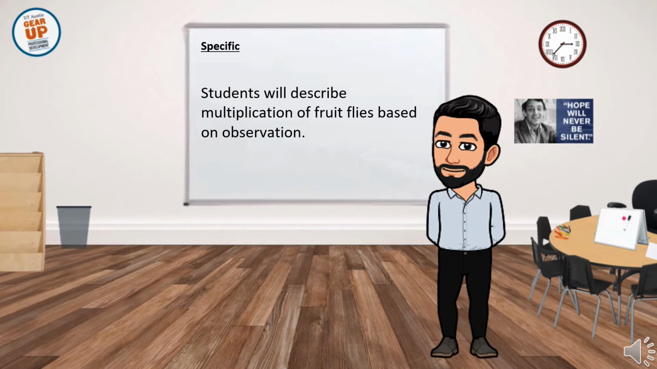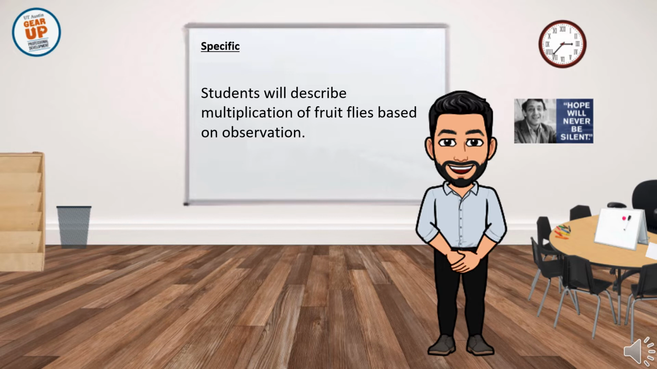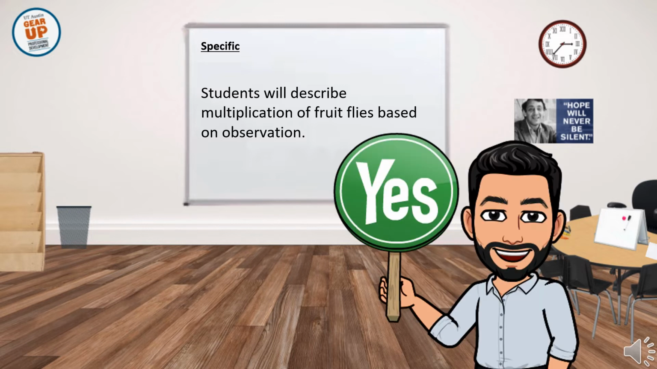Students will describe multiplication of fruit flies based on observation. It's specific enough to know what will be learned, but not restrictive. Students will know what needs to be learned in order to achieve the goal, but it doesn't limit the journey to accomplish the learning goal. This objective is now an effective objective.